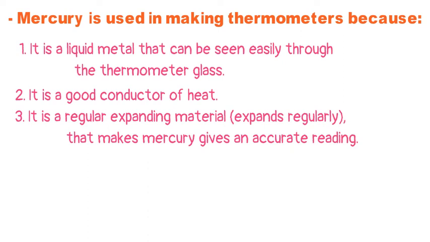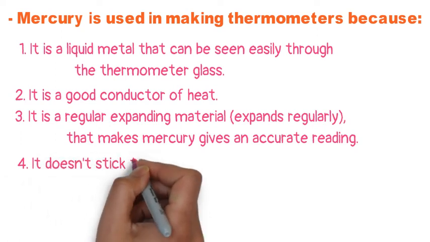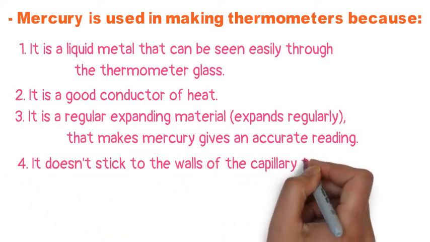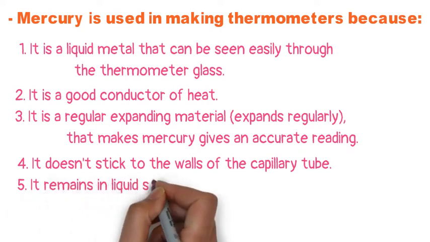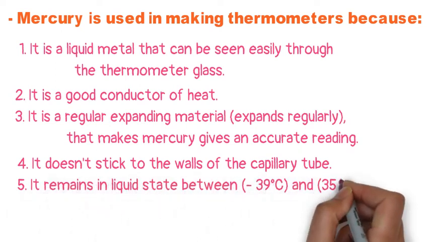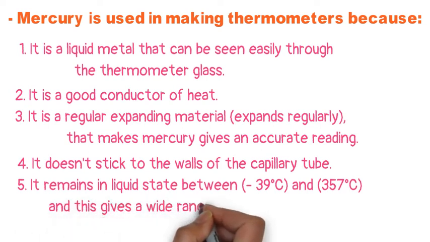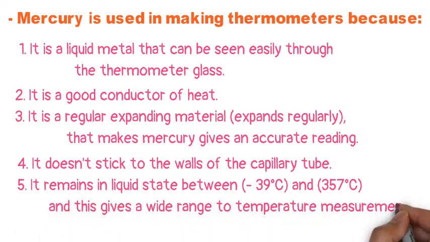What is meant by regularly expanding material? It doesn't make bubbles when it gets heated. When you see water boil, you see the water making bubbles, while when mercury gets heated, it doesn't make bubbles. The fourth reason is that it doesn't stick to the wall of the capillary tube. And the last one is that it remains in the liquid state between minus 39 degrees Celsius and 357 degrees Celsius, and it gives a wide range for measurement.